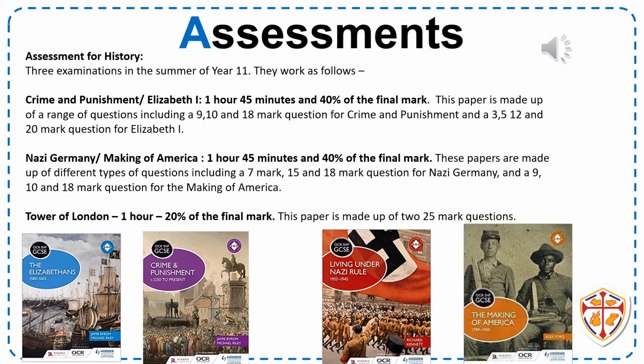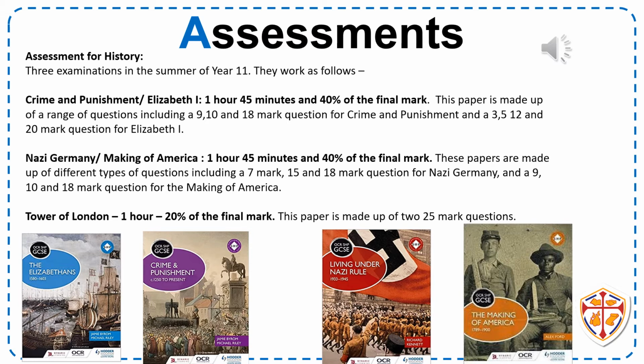So it's using structure, using your knowledge to formulate answers to the questions. On the other hand, Elizabeth is a source-based and interpretation paper. So it's made up of a 3 and 5 mark question based around one interpretation, a 12 mark question where you compare 2 interpretations and look at the similarities and differences, and a 20 mark question which is quite similar to an 18 mark question and is knowledge based. So this exam is a range of knowledge and source based and is sat together.